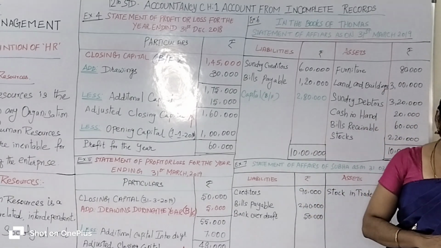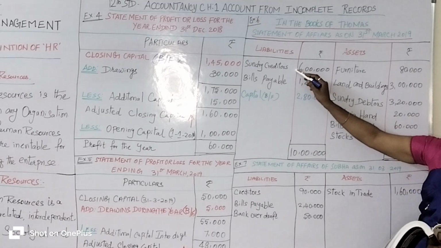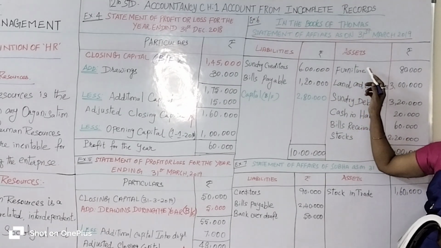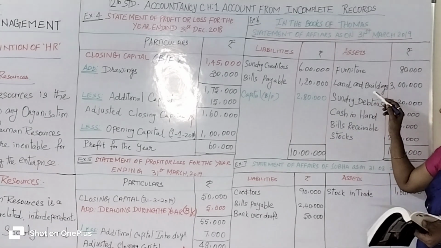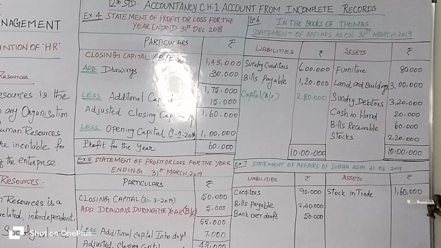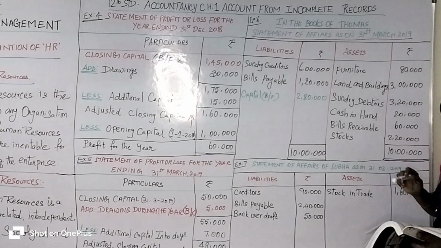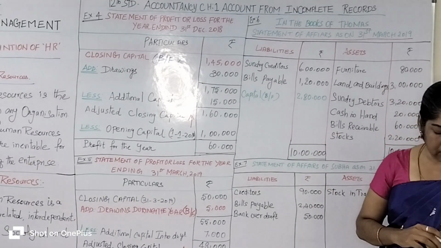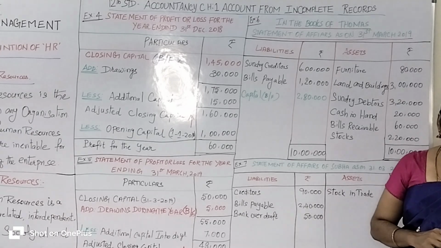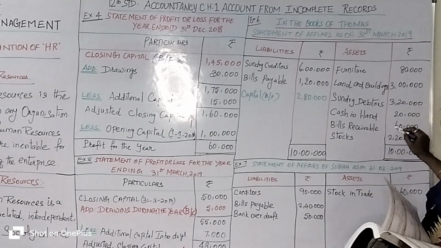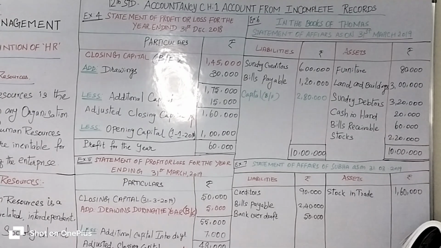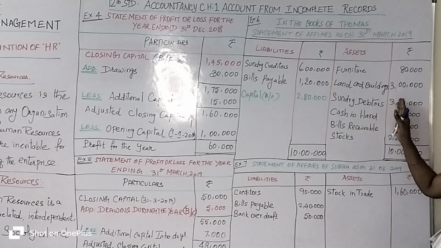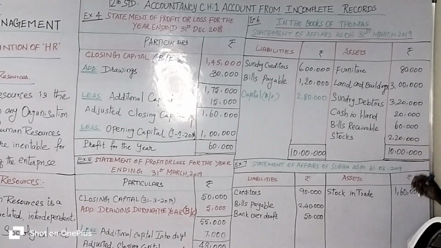Sundry creditors 6,000 rupees goes to the liability side. Furniture is an asset item, goes to the asset side, 80,000 rupees. Land and building belongs to asset items, entered on the asset side, 3 lakh rupees. Sundry debtors 3,20,000 rupees entered on the asset side. Bills payable belongs to the liability side, entered 1,20,000 rupees, and bills receivable belongs to asset items, entered 60,000 rupees on the asset side. And stock, how much? 2,20,000 rupees, which belongs to asset items, so we enter stock on the asset side, 2,20,000 rupees.